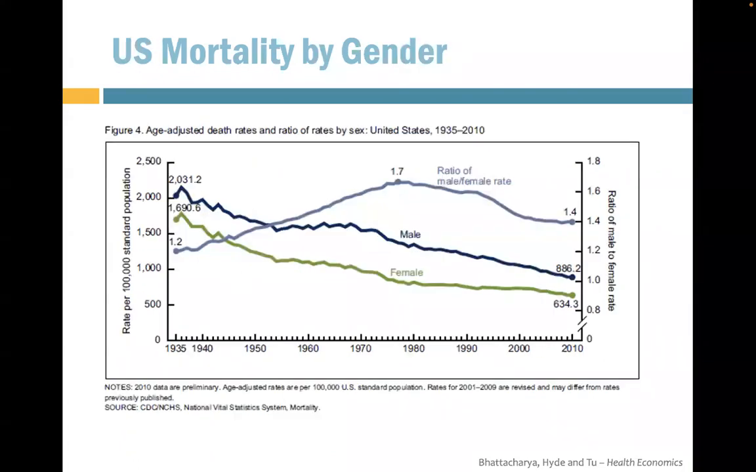If we split that by gender, we can see that both male and female age-adjusted death rate is decreasing. The decreasing speed of different genders varies. So we have a ratio of male and female rate. It is increasing all the way up to 1980, okay? And now it's decreasing again. Now it kind of plateaus at 1.4, okay?